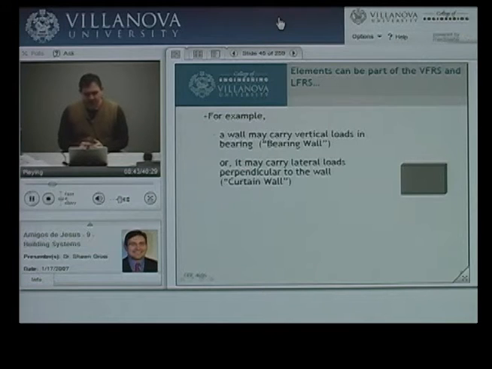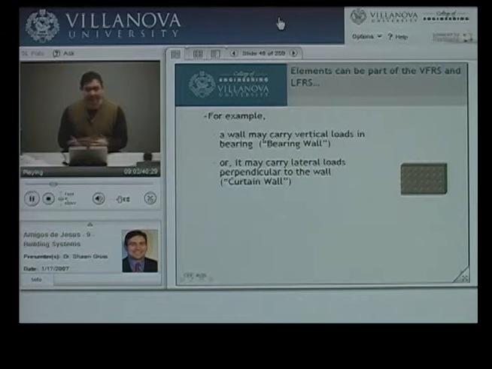I can also look at what we call a curtain wall. And in a curtain wall system, I'm going to basically have the wall carrying lateral loads that are perpendicular to the plane of the wall. So if I think about wind pressure acting on this particular wall, we can see the arrows on the screen. That would be an example of a curtain wall system.